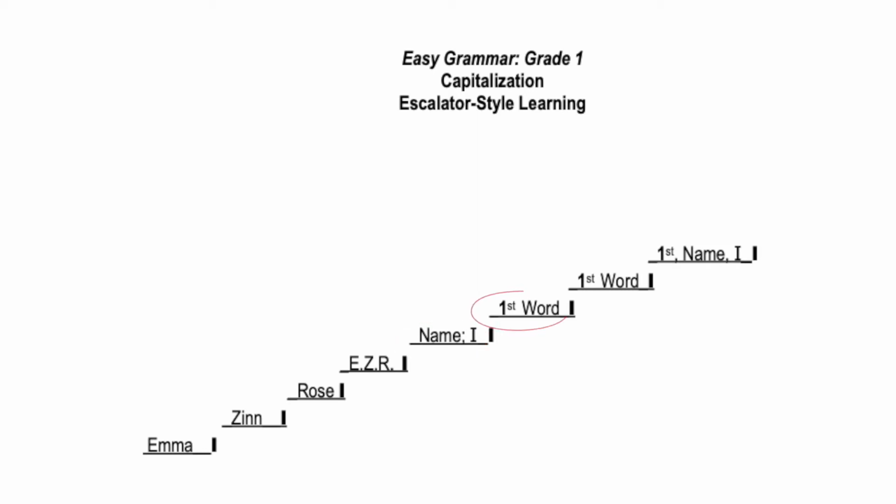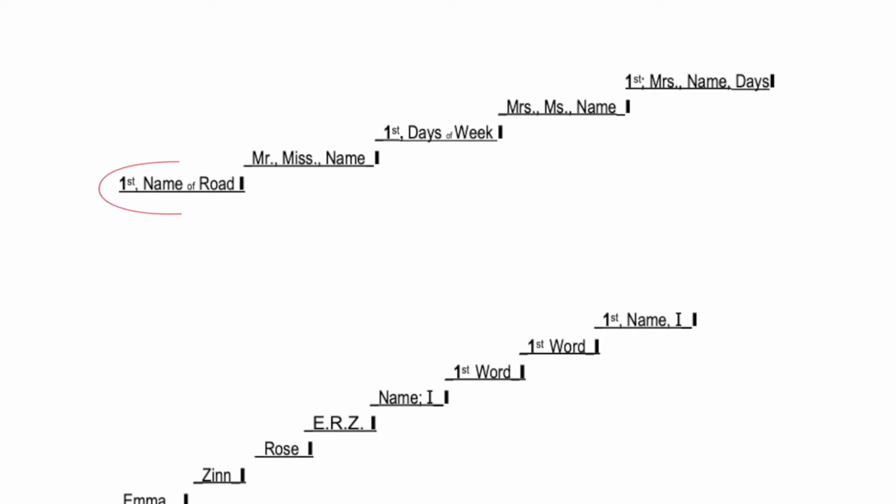Let's look at day 7. A new rule shares that the first letter of the first word of a sentence is capitalized. The next day, day 8, we practice this. On day 9, we apply capitalizing a person's name, the first word of a sentence, and the pronoun I. On day 10, students learn that a name of a road is capitalized. On day 11, titles for Mr. and Mrs. are introduced.